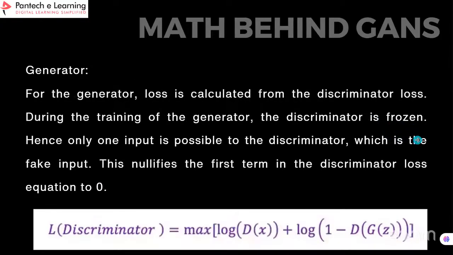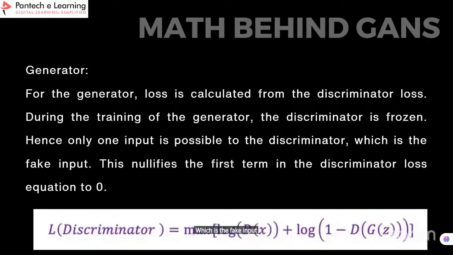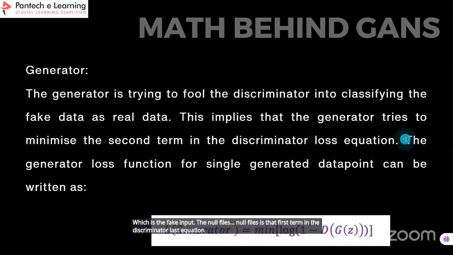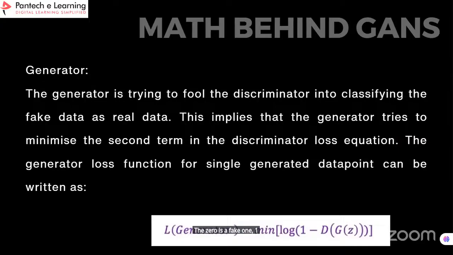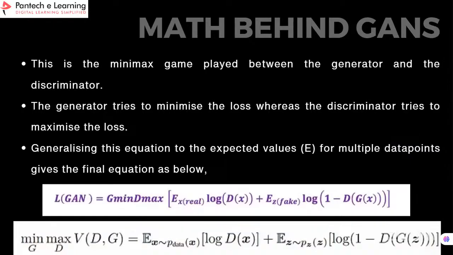The generator loss is also calculated using the discriminator loss. During the training of the generator, the discriminator is frozen, it is not working. Hence only one input is possible to the discriminator, which is the fake input. This nullifies the first term in the discriminator loss equation to zero. The zero is a fake one and one is a real one, and that is also mentioned in the generator model. This is the minimax game played between the generator and the discriminator: the generator tries to minimize the loss, whereas the discriminator tries to maximize the loss.